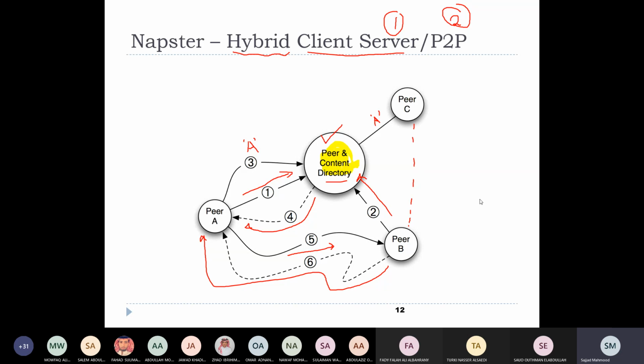The whole idea is that each peer will have some content to share. Hence they will make that content available for sharing, register themselves with the content directory, and then other people will be looking for it. They look for a certain file and they find it, and then they can download it. Did I answer your question, Yahya? Is it clear? Great.